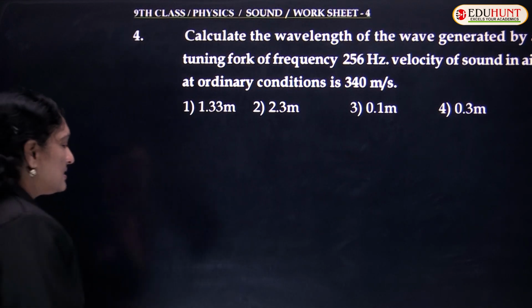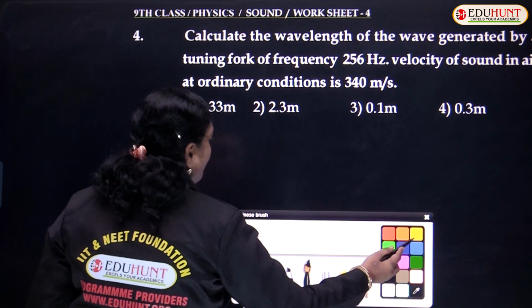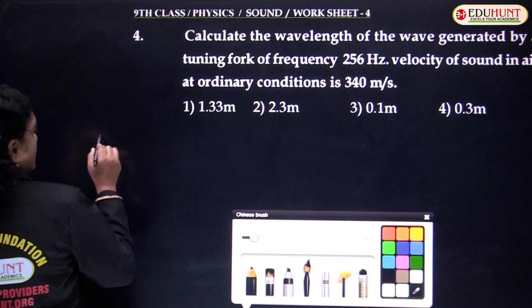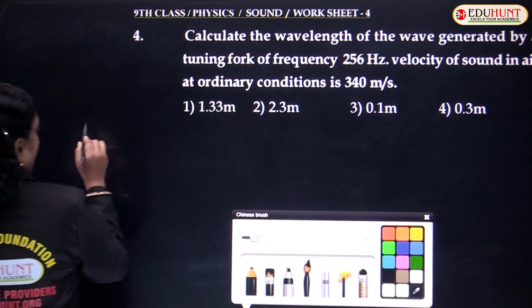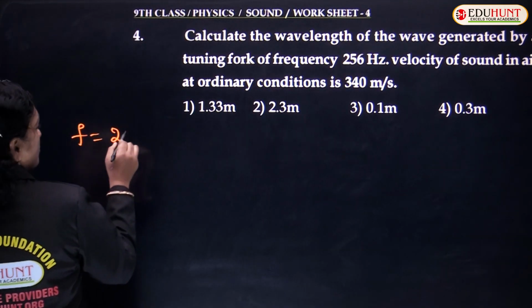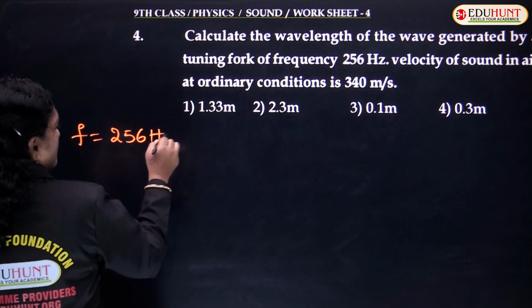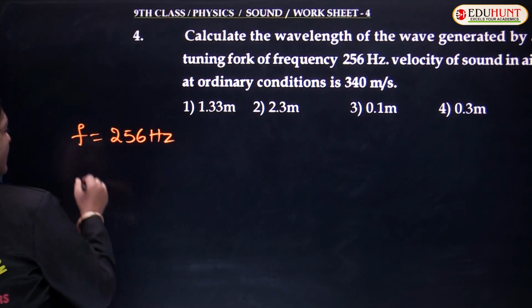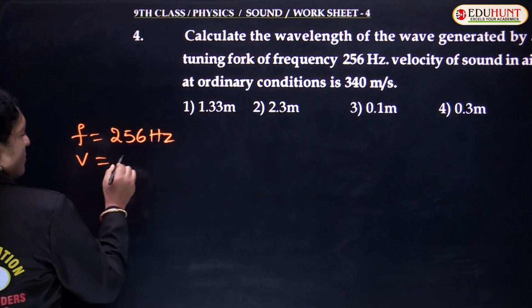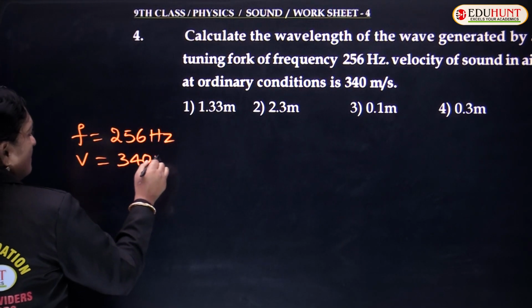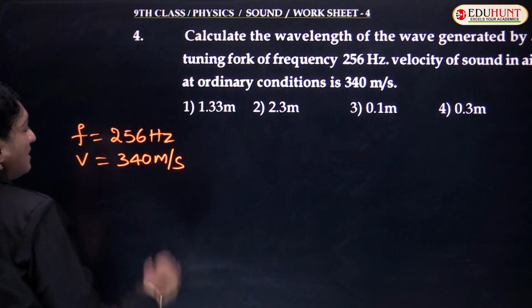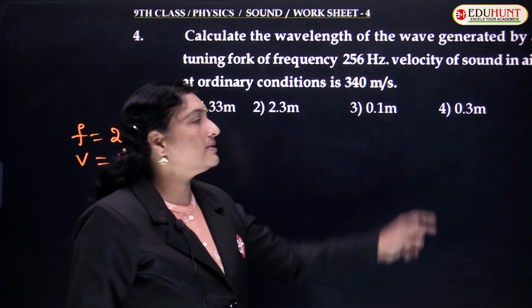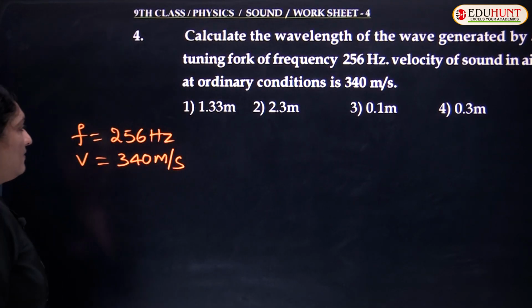And the frequency itself is given as 256 Hz. So what is that? Frequency of the wave f is given as 256 Hz. This is the given data. Velocity of sound in air at ordinary conditions is given as 340 meter per second. Both are given in SI system. Answers are also given in SI system.